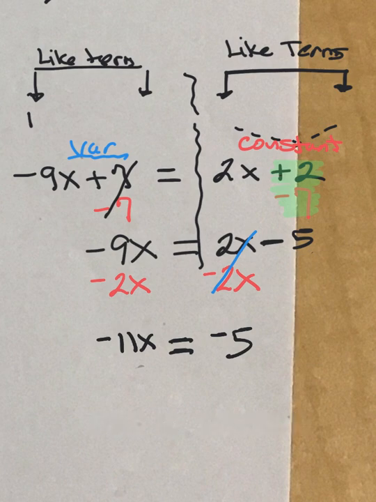So now don't we just need to undo multiplying by negative 11 by dividing by negative 11? And what is a negative divided by a negative? Positive, correct. And 11 doesn't go into 5 evenly, so our answer is just 5/11.